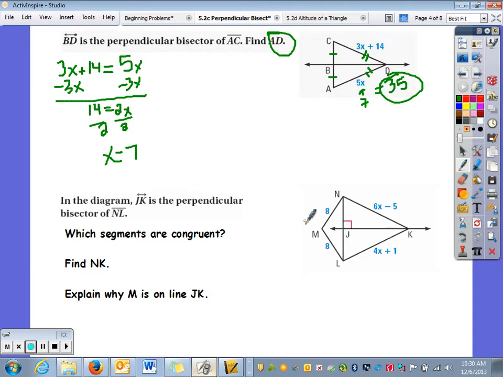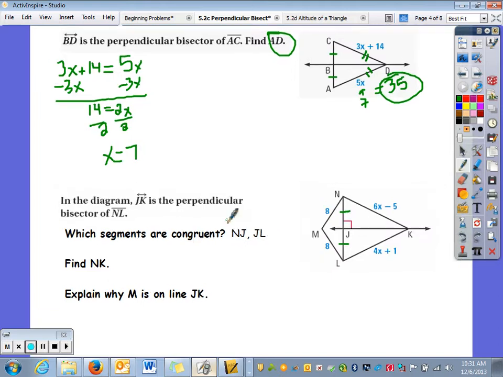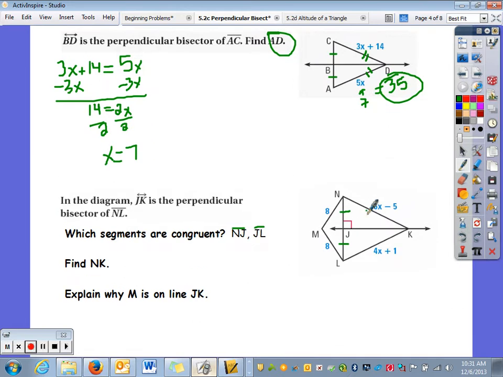So on the diagram before, JK is the perpendicular bisector of NL. So we're bisecting NL, so I know that is congruent. And you can actually look at the first question, which segments are congruent. Our segments would be NJ and JL are congruent. That is one pair. And these should have lines above them because they're segments. The other pair: since it's a perpendicular bisector and K is on that perpendicular bisector, this is congruent. And then notice we have two 8s, so they are also congruent.